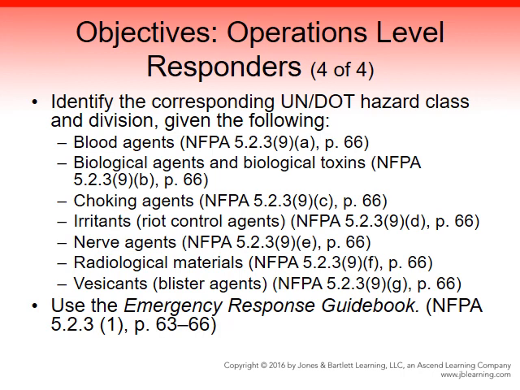Finally, our last set of objectives here. Identify corresponding U.S. DOT hazard class and divisions given the following: blood agent, biological agent, choking agent, irritant, nerve agent, radiologic material, vesicants, and again, using the emergency response guidebook. If you don't get anything out of this class, this is one thing that I hope you do remember how to use, because this is your best source of information in the event of a hazardous material incident: how to use that ERG book.